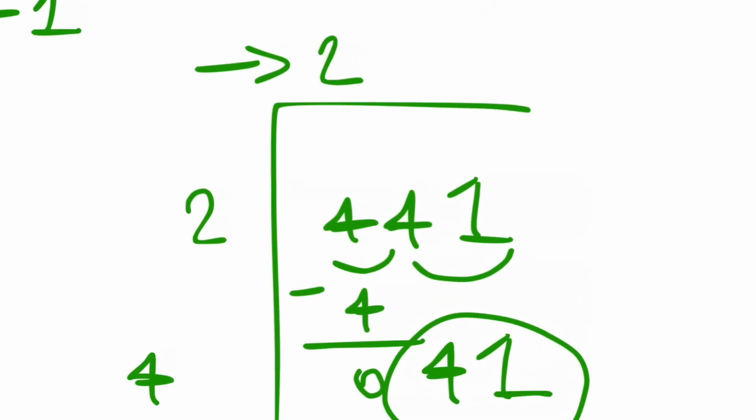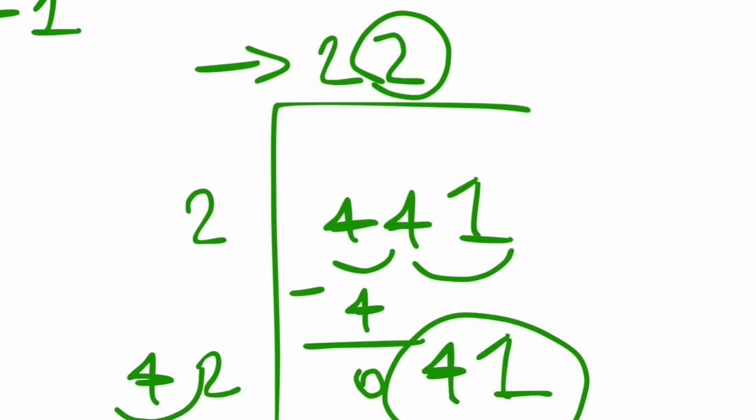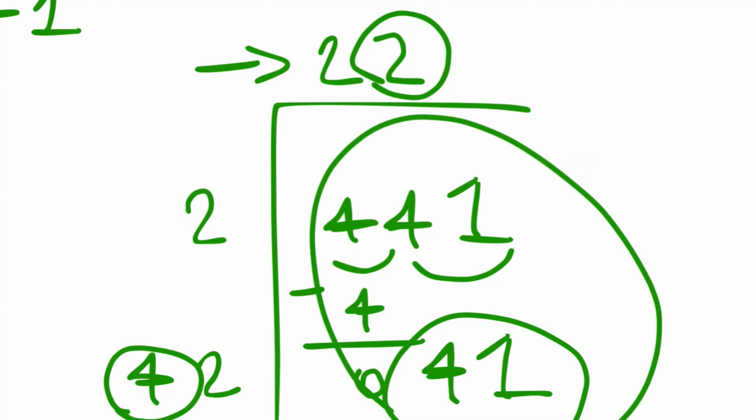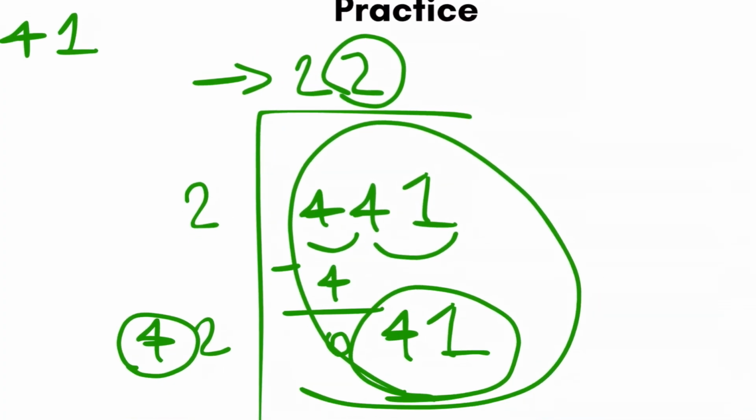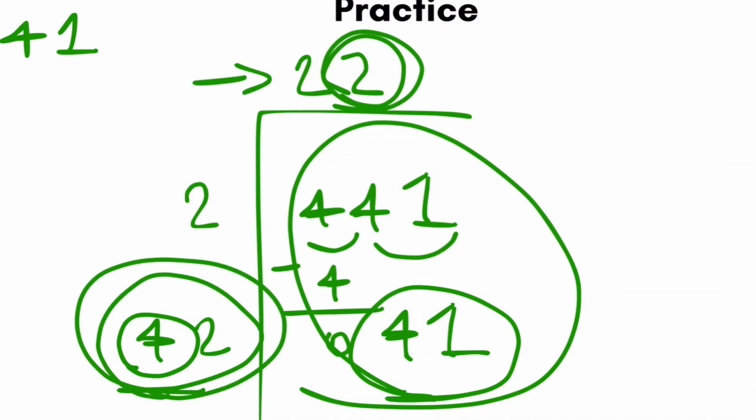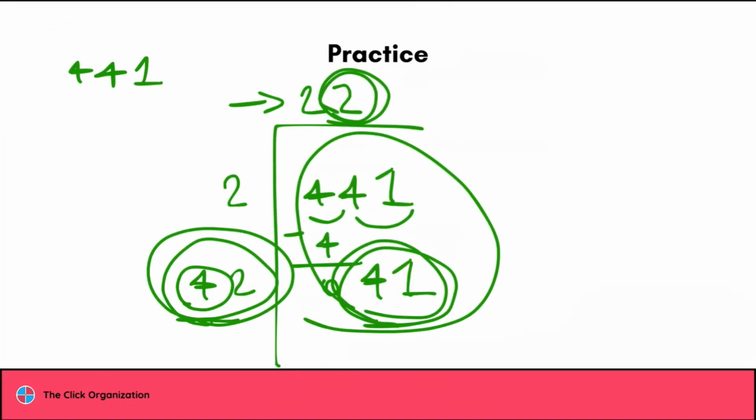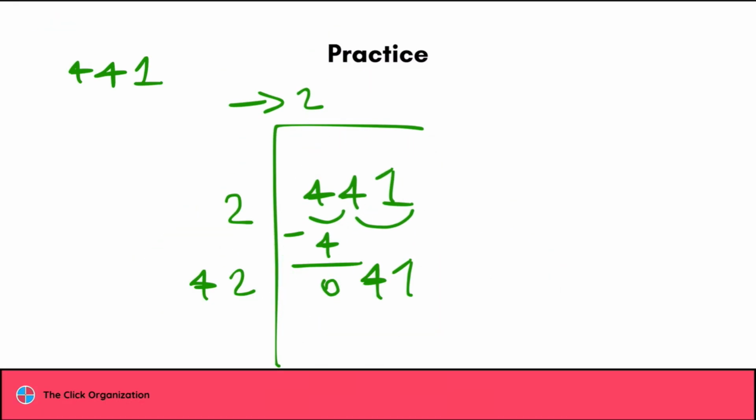So I have 2, for example, and as I said, you write the 2 on top, also on the right side of this number and on the left side of these numbers. So this 2 should be multiplied with 42. 2 times 42 equals 84. And 84 is so much greater than 41 in here. So 2 is incorrect. So let's go with a smaller number.